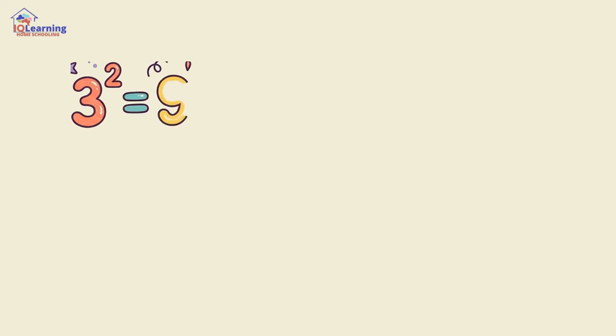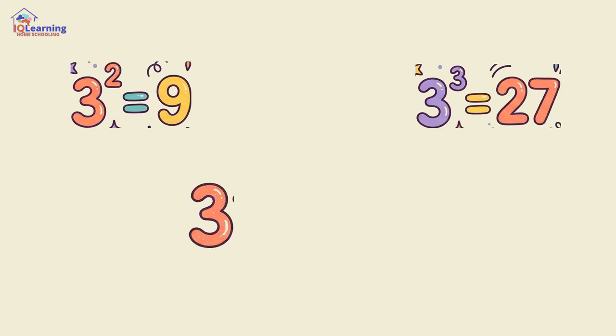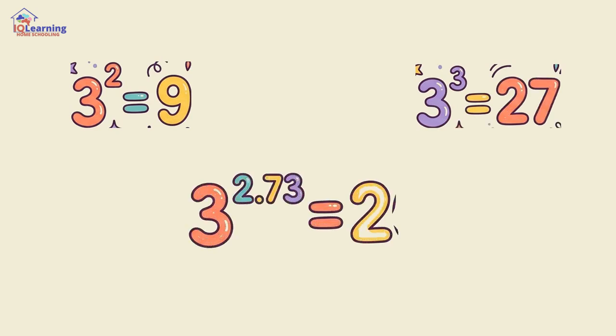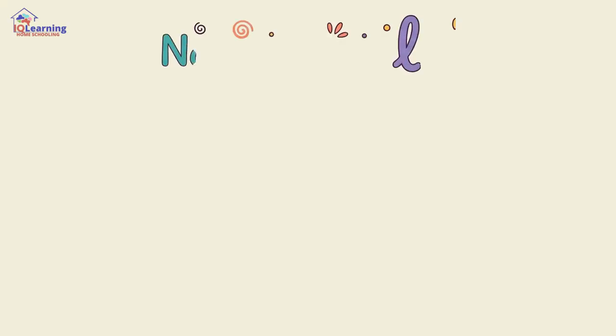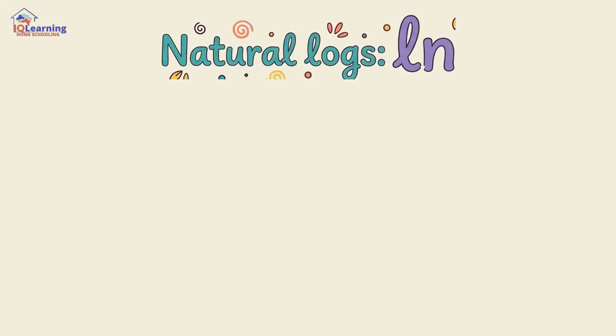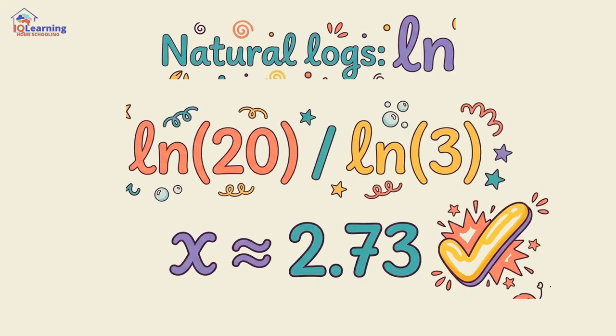And this answer makes sense. 3 squared is 9, and 3 cubed is 27. Since 20 is between 9 and 27, the exponent should be between 2 and 3, and 2.73 fits perfectly. One last thing, you could also use natural logs instead of regular logs. ln works the same way here, and you still get approximately 2.73.